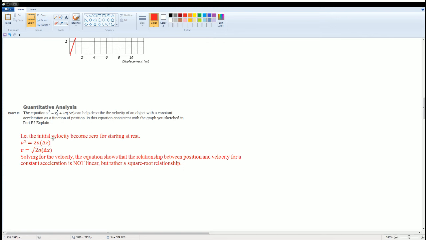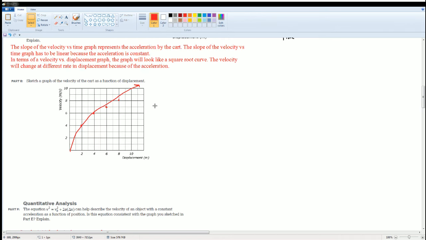If you let the initial velocity become 0 from start in this kinematics equation, this is v final, you get something like this. v squared is equal to 2 times a delta x. The final velocity squared is equal to 2 times the acceleration times the change in the x direction. Solving for velocity, you need v alone, so you have to take the square root to get rid of the squared. Notice that the equation shows the relationship between position, delta x, and the velocity, v, to be a square root function, not linear. That's the reason why it curves like this.